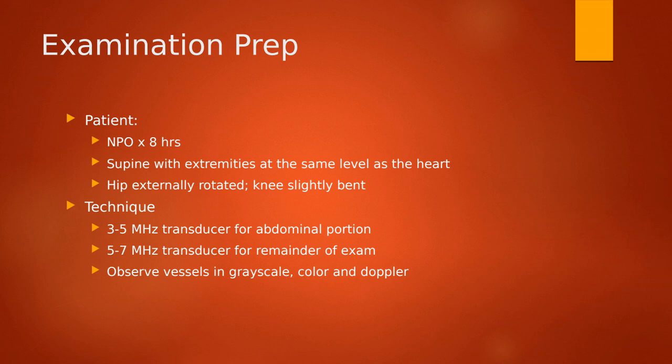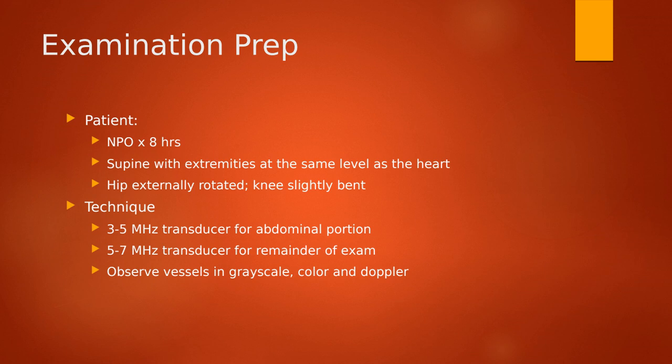So if we are doing an arterial leg exam, we really want our patient to be NPO for at least 8 hours. That's because we're not just starting at their legs, we're starting at their aorta. So we need to make sure we're giving a good evaluation of the aorta. We want to make sure that the patient is supine with the extremities at the same level as the heart. And we want to let them lay there for a minute before we start our exam. You want your patient's heart to relax.